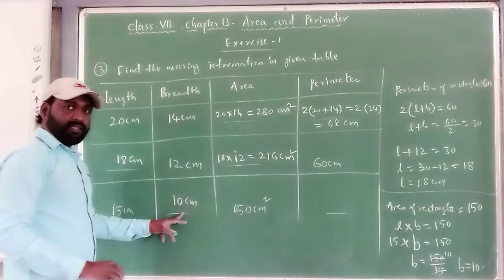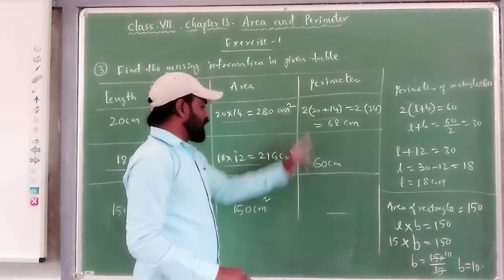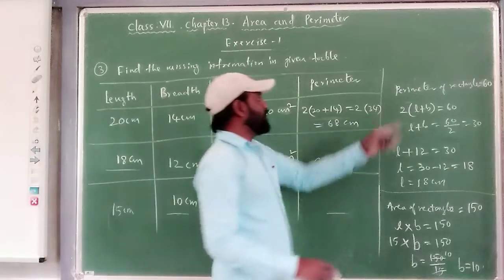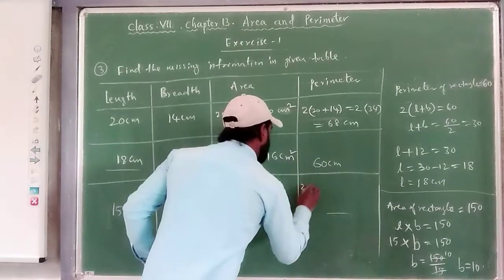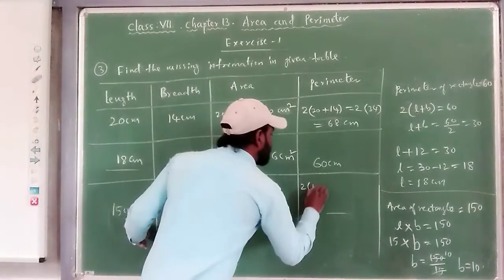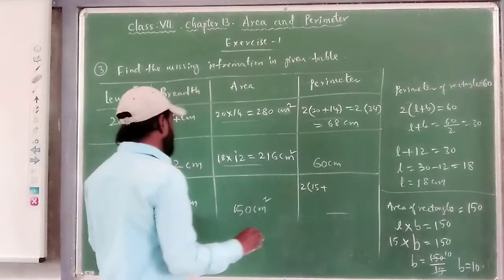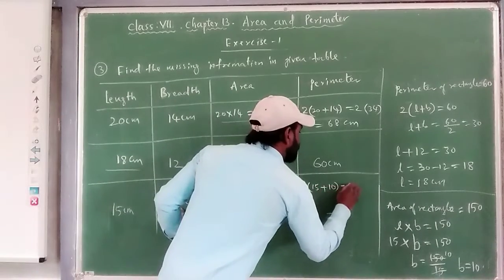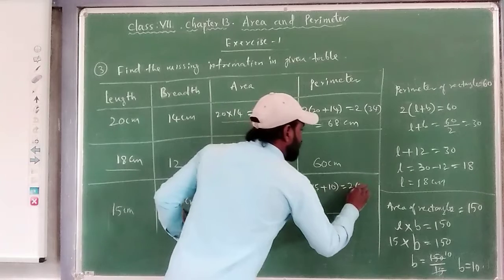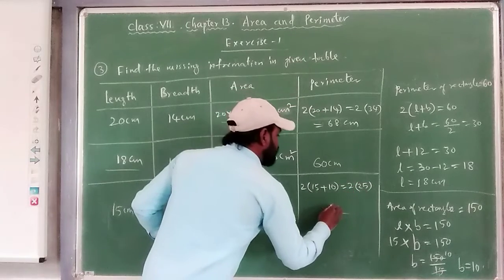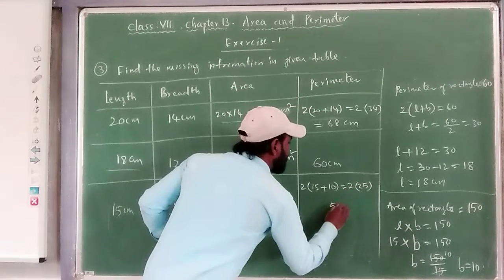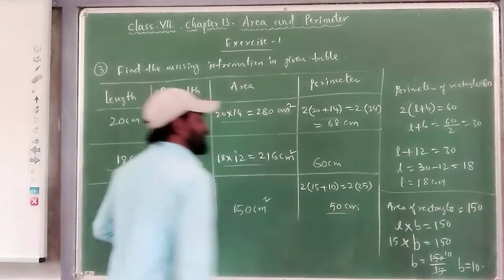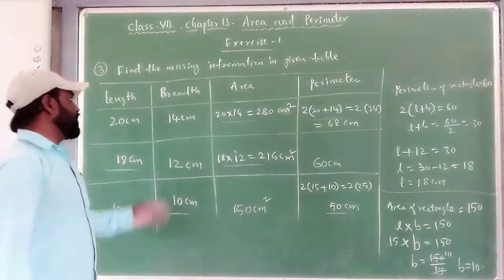So now we have length and breadth, and we already have the area. We got the breadth and we have to find the perimeter also. Perimeter formula already there, 2 into L plus B. So 2 into length, 15 centimeters, plus breadth, 10 centimeters. So 2 into 15 plus 10, it is 25. So 2 into 25 is 50 centimeters. So this is how we got the missing information.